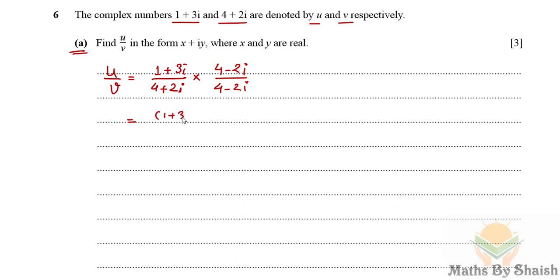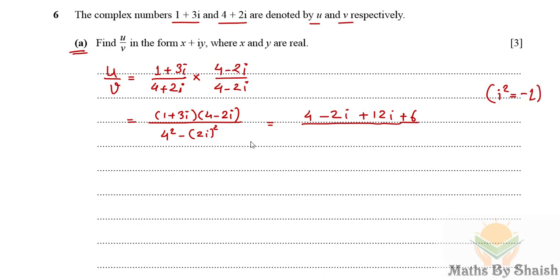In the numerator we got (1 plus 3 iota) multiplied by (4 minus 2 iota), whole upon, this is (a plus b) and (a minus b), so that is going to be 4 square minus (2 iota) whole square. We'll simplify the numerator: 1 into 4, 1 into minus 2 iota, plus 4 3s are 12 iota, and minus 3 iota into 2 iota, that is minus into minus, but iota square would be minus 1, so it is going to be plus 6, since iota square is equal to minus 1. And the denominator will also be like that. It is 16 and minus iota square, that is going to be plus, so 16 plus 4 is 20.